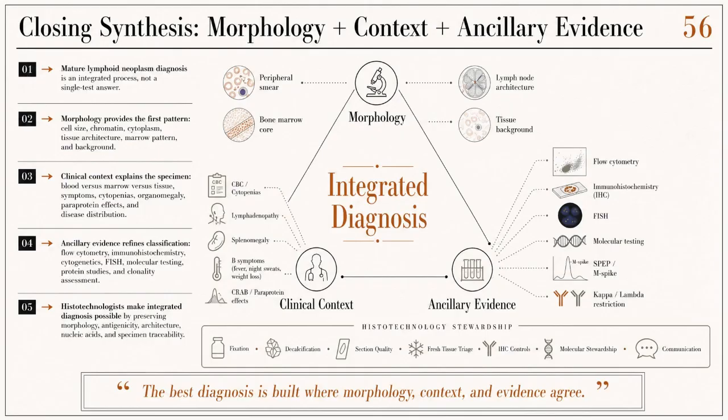The role of histotechnology is pivotal throughout this workflow. Optimal specimen triage ensures that adequate tissue is allocated for morphology, IHC, flow cytometry, and molecular studies. Proper fixation preserves cellular morphology and antigenicity, while appropriate decalcification protocols maintain nucleic acid integrity in bone marrow biopsies. High-quality staining, whether routine hematoxylin and eosin or specialized immunostains, facilitates accurate interpretation.